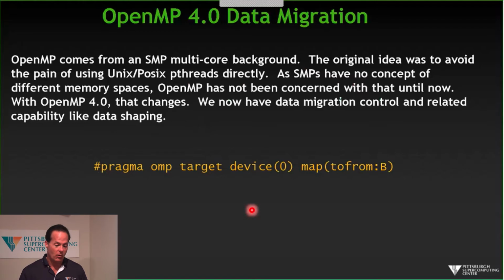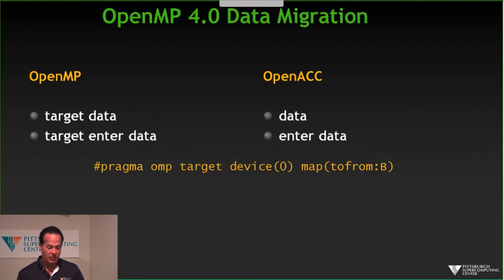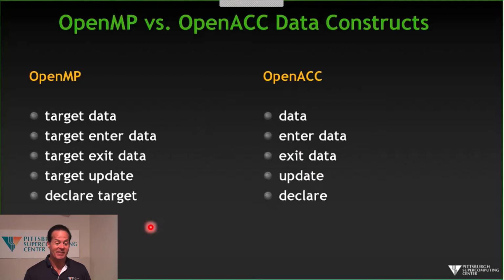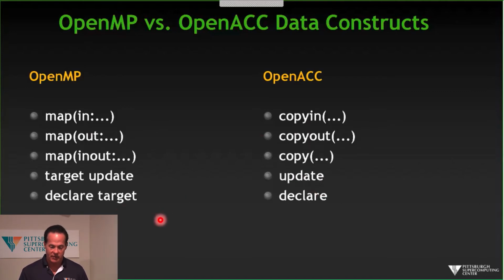So OpenMP 4 rolled in as an instruction something that looks like OpenACC, the target command, target device, along with mapping. And so I put a nice head-to-head chart here so you can see how easy it is to go between the two. In OpenMP, we have something called target data that does the same as data. We have target enter data that's the same as enter data. Target exit data, the same as exit data. Target update, the same as update.